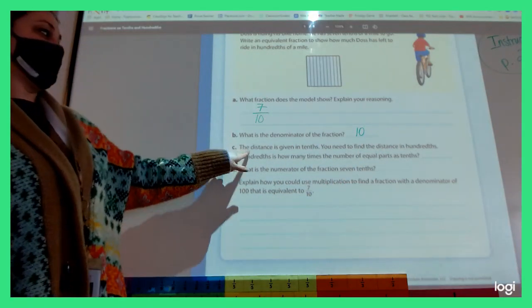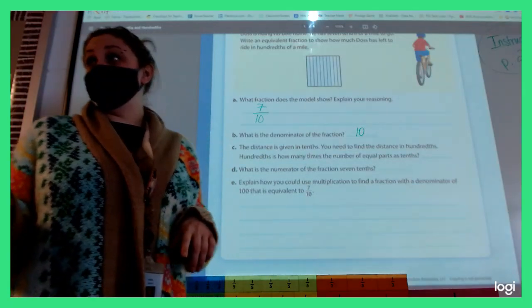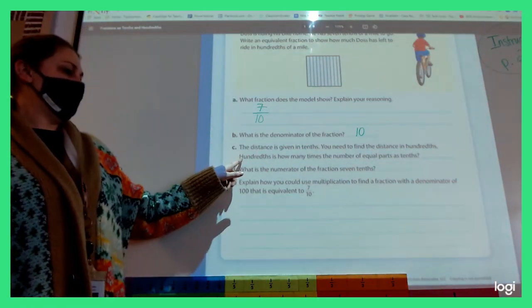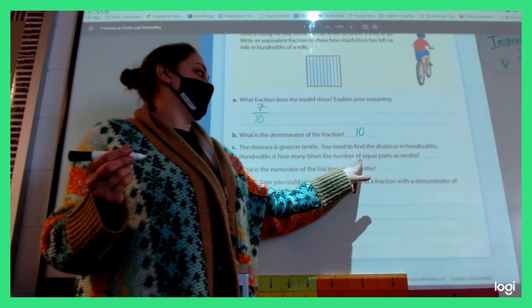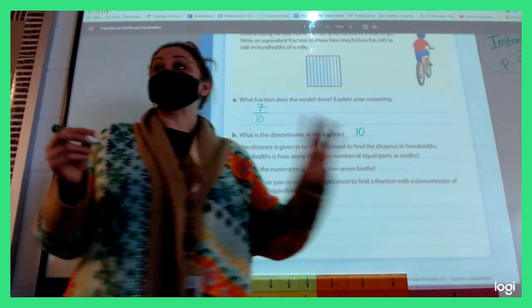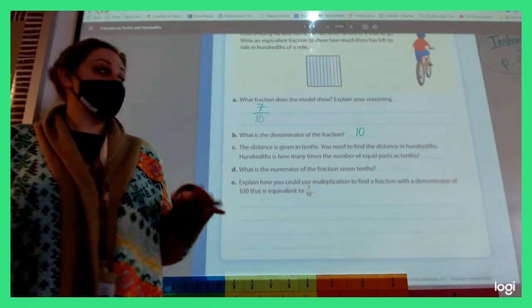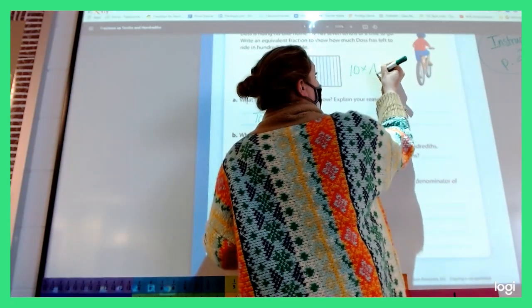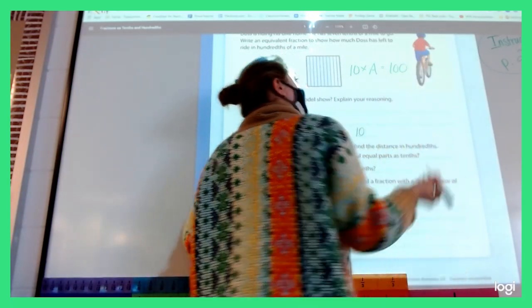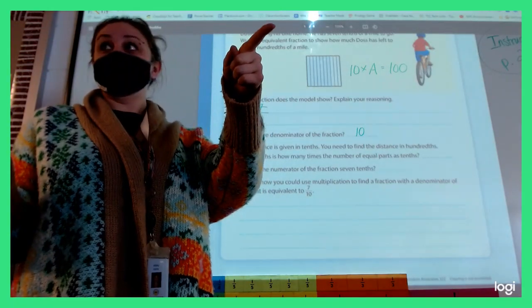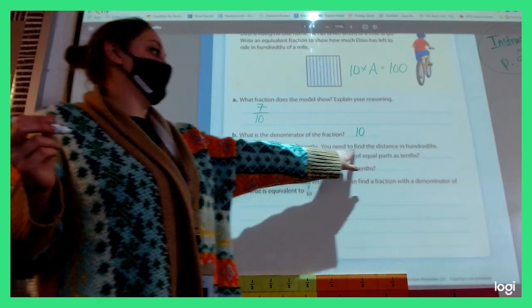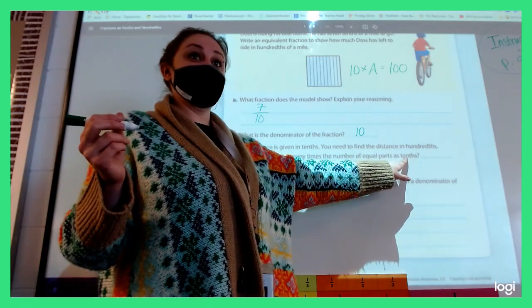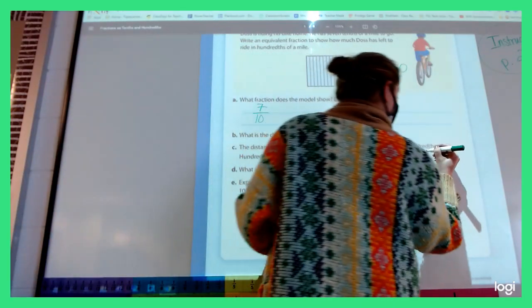C, the distance is given in tenths, right? We have 10 1/10 pieces. You need to find the distance in hundredths. Hundredths is how many times the number of equal parts as tenths. So that sounded really crazy, but focus. What would I need to multiply 10 by, let's just call this A, to get to 100? Angie? 10. So, they say you need to find the distance in hundredths. Hundredths is how many times the number of the tenths? Is it 10 times the amount? 10 times. Nice job.